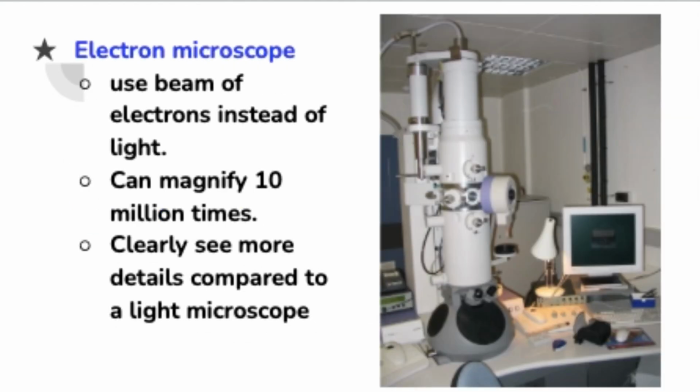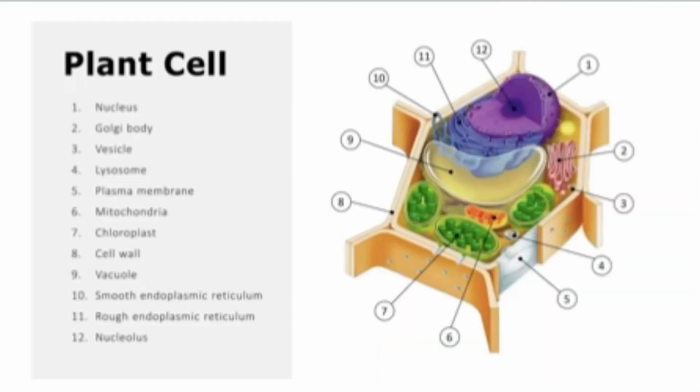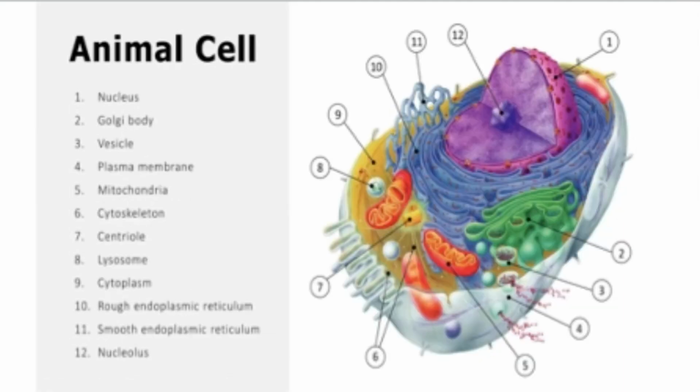To see even smaller things inside a cell, an electron microscope is used. This uses a beam of electrons instead of light, and it can magnify up to 500,000 times. This means that a lot more detail can be seen inside a cell. We can see many structures more clearly, and also some structures that could not be seen with a light microscope. This is an example of a plant cell, and this is an example of an animal cell.